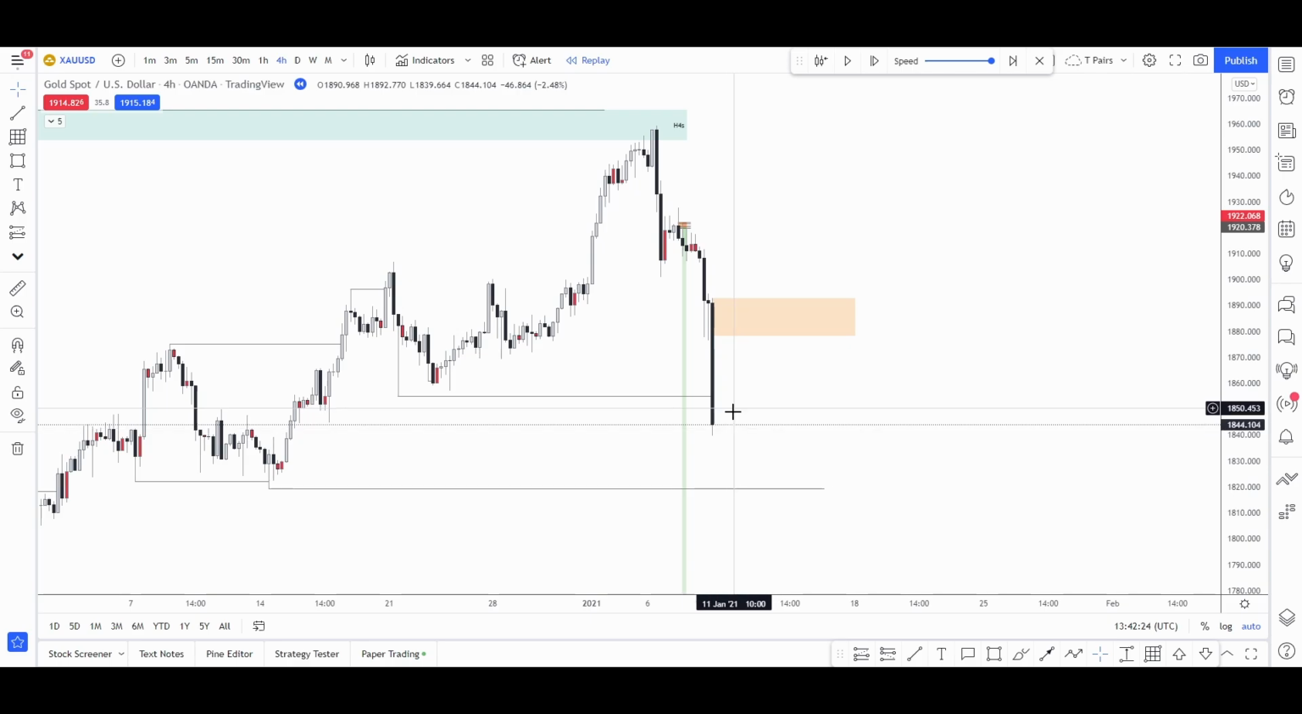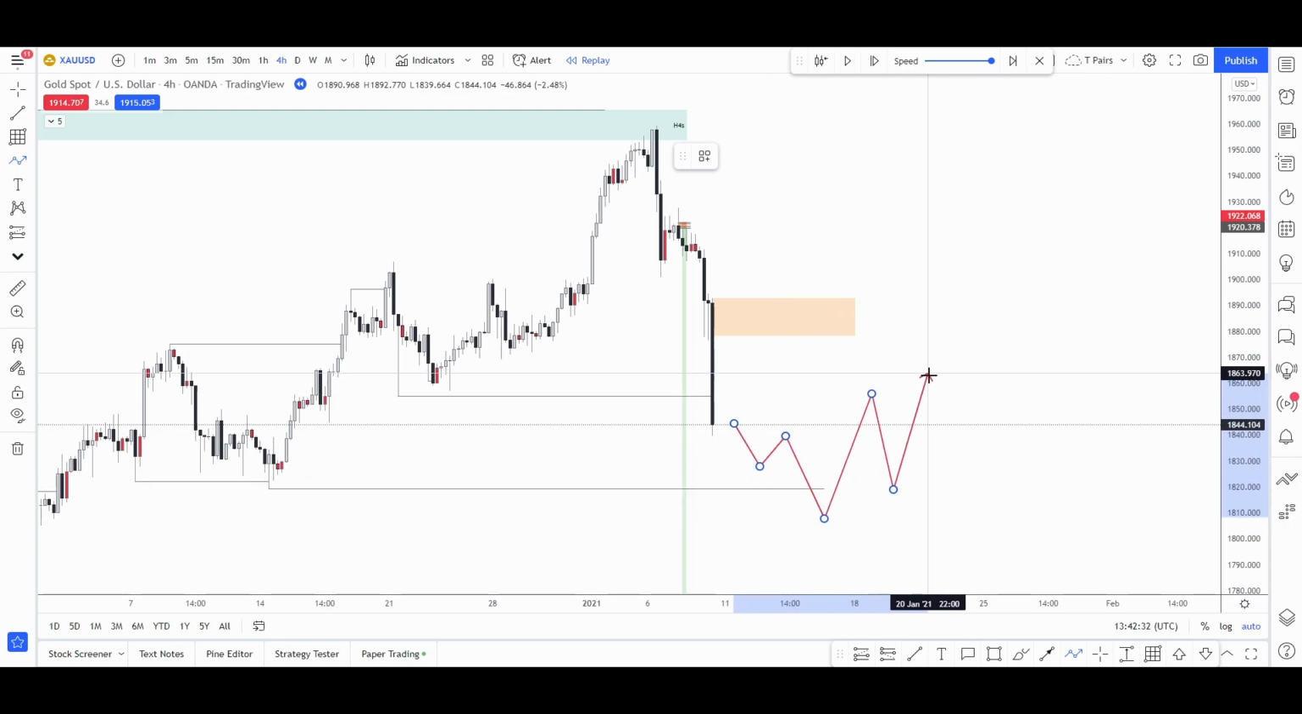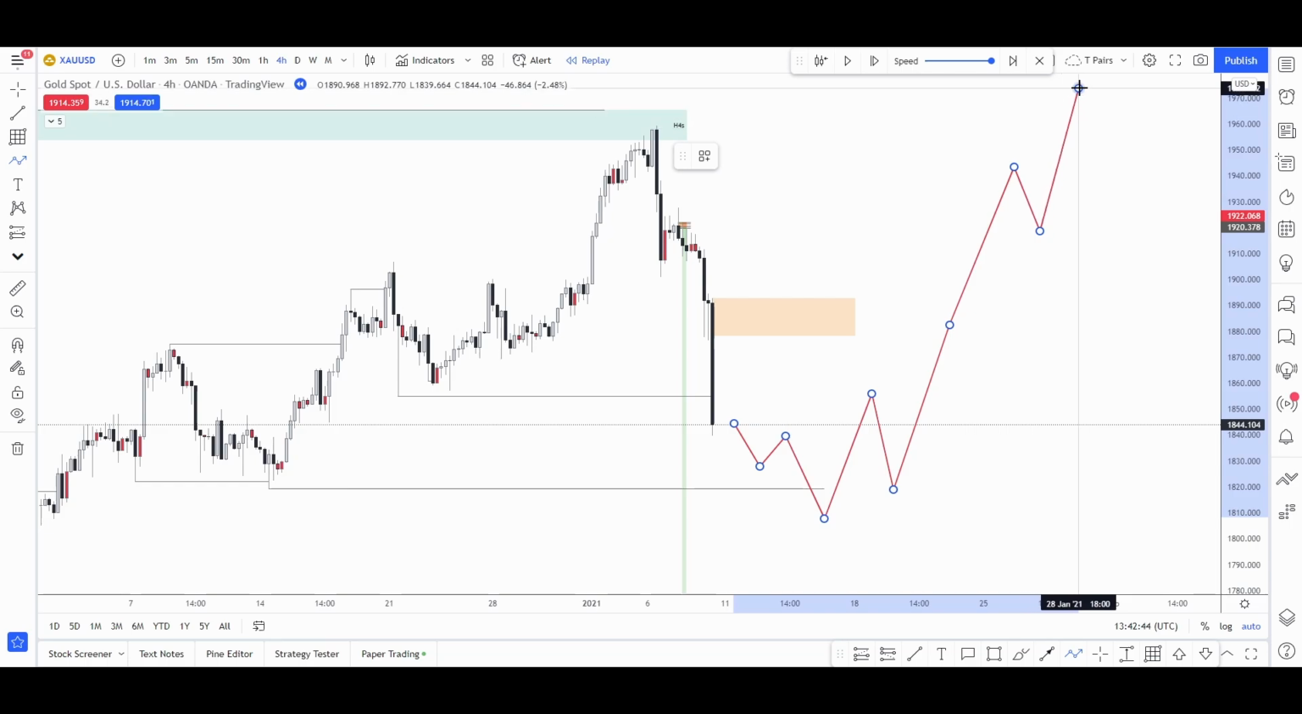In order for me to believe that the market's going bullish again, what I'm going to need to see is some sort of movement like this to indicate that we're going to get a mini break of structure and then work our way up again. And ideally we want to get beyond here. Okay, so break above that, maybe come back down, retest anything here, and then break again above these highs. So at the moment the market is bearish.